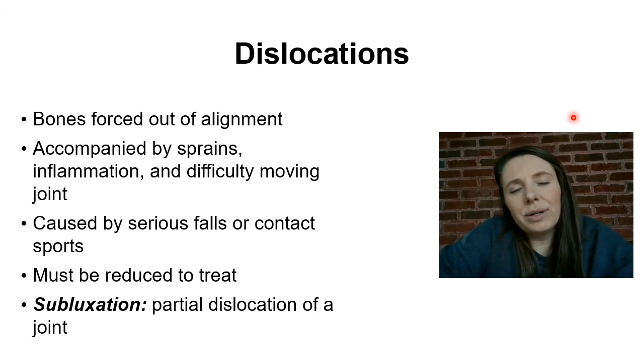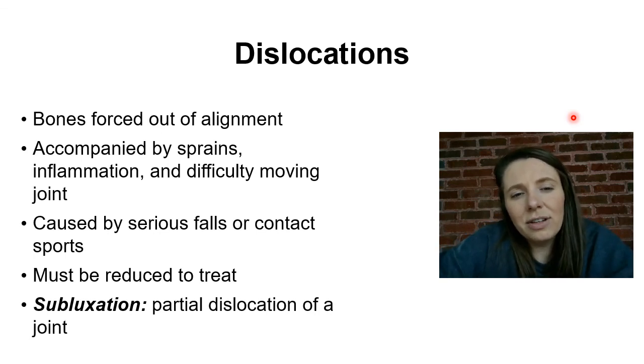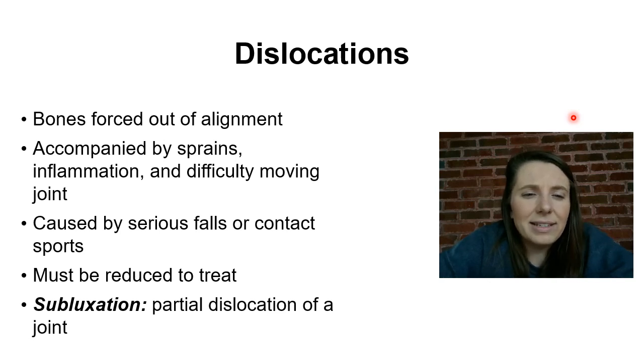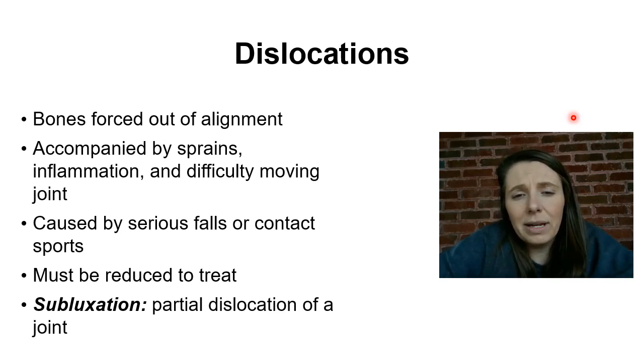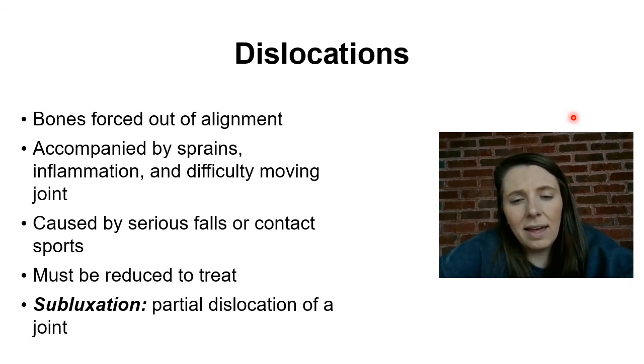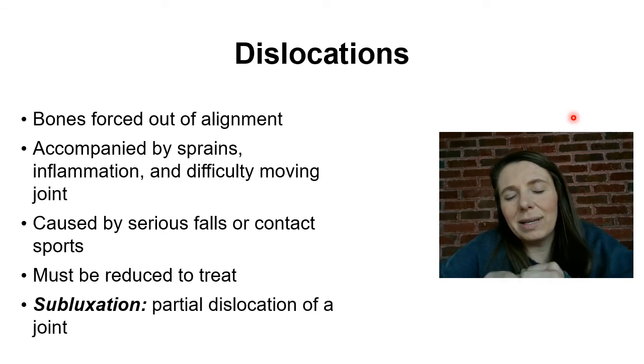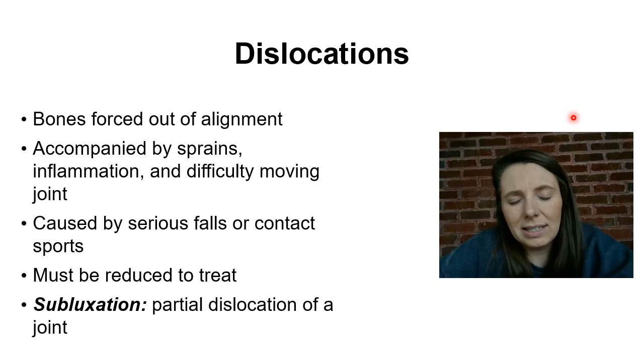I already showed you that picture earlier of a shoulder dislocation. Dislocations are just when the bones are forced out of their alignment. A lot of times these are accompanied by sprains, by inflammation, and difficulty moving the joint. They can be caused by very serious falls or contact sports, and they have to be reduced in order to be treated. That means they have to be actually physically put back in place for a treatment to be successful.